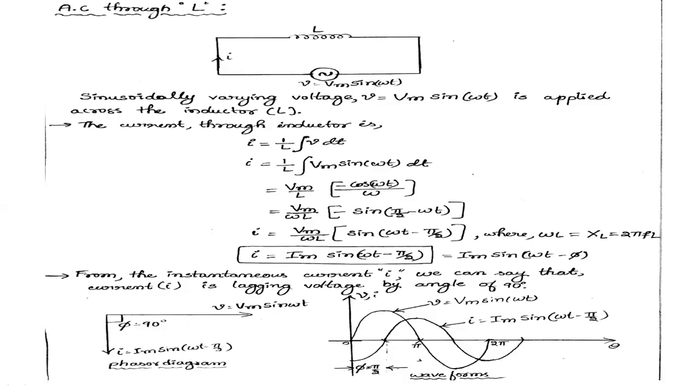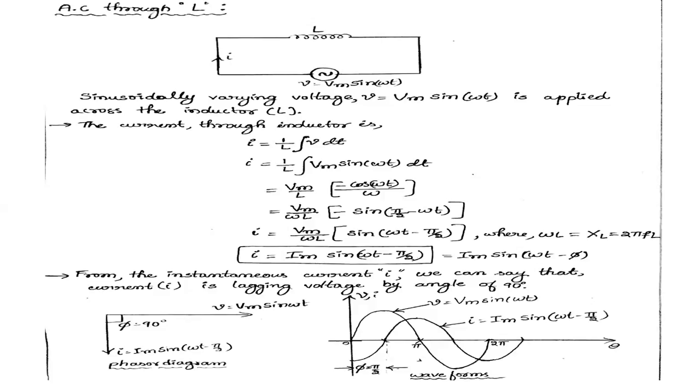You don't know how much current is passing through the inductor. I equals 1 by L integral of V dt. Here the voltage is given, V equals Vm sin omega t, so I equals 1 by L integral of Vm sin omega t dt.